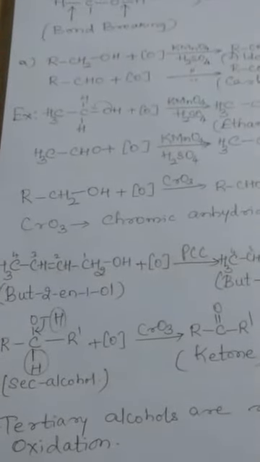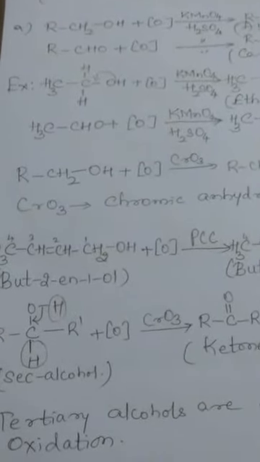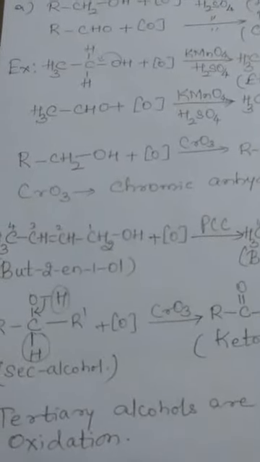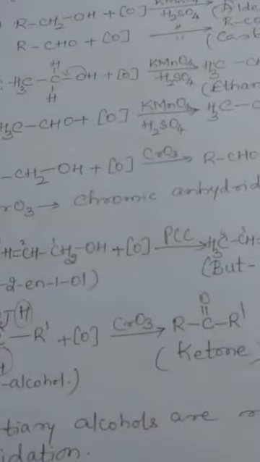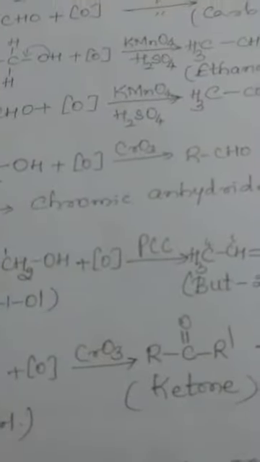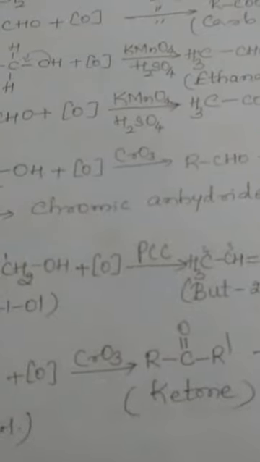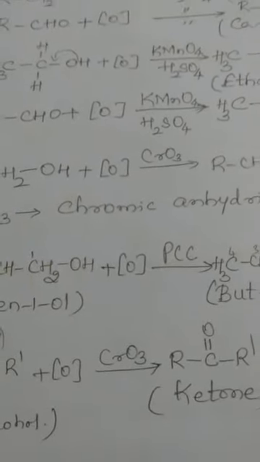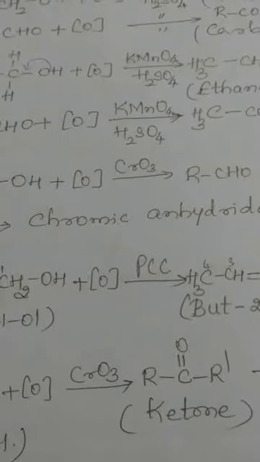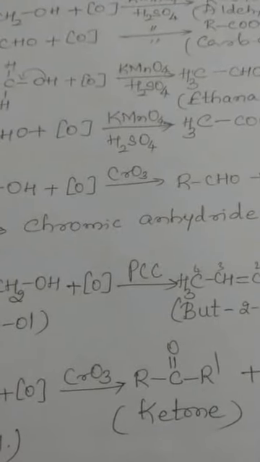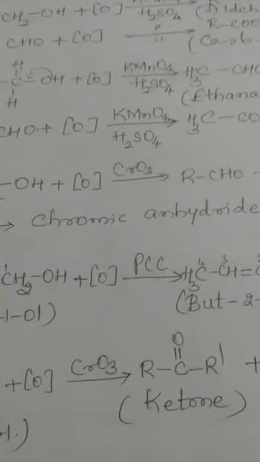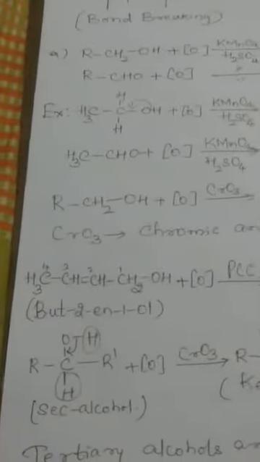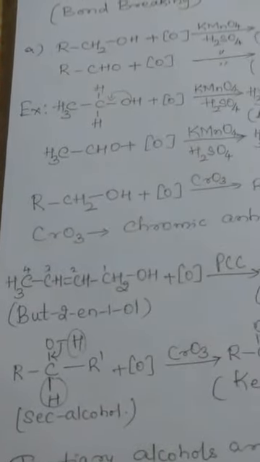Now another better reagent for the oxidation of primary alcohols to aldehydes, to get a good yield of the aldehyde, is PCC. PCC long form is pyridinium chlorochromate. It is a complex of chromium trioxide with pyridine and hydrochloric acid. If you just remember the name, it is more than sufficient. You need not remember the composition. That is for your information. PCC is pyridinium chlorochromate.